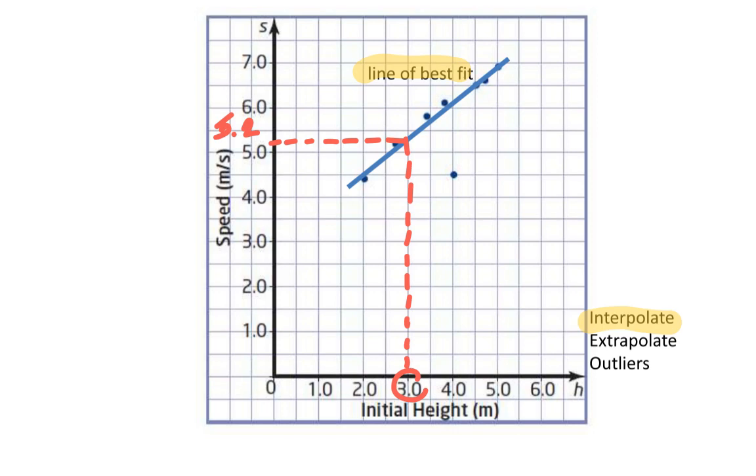Next, I'm going to use my line of best fit to extrapolate. Remember, extrapolating refers to making a prediction beyond or outside of what you already know. Let's say I want to find the speed when the skateboarder has an initial height of 1 meter. First, I'm going to extend the line of best fit. Then I'm going to use it to predict the speed, and it looks to be around 3.7.